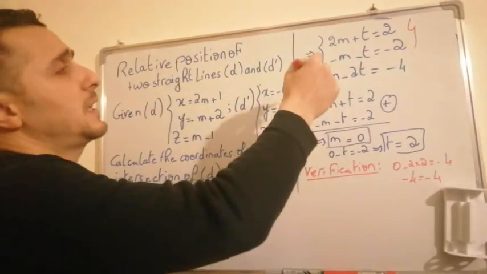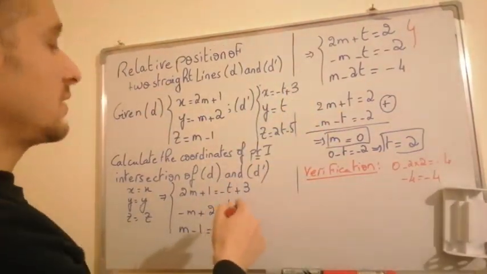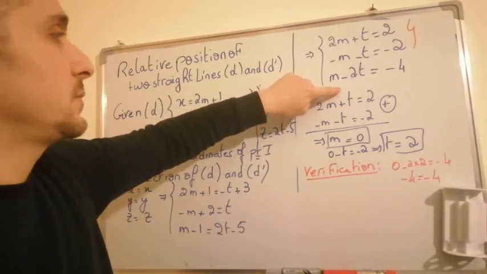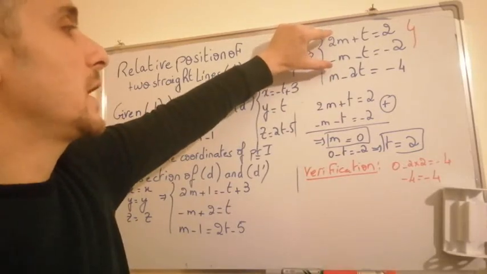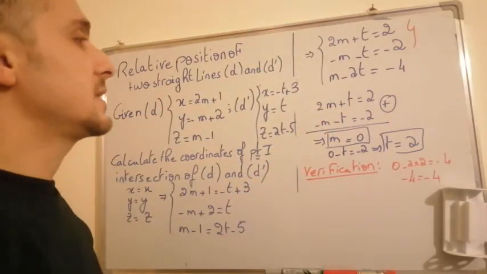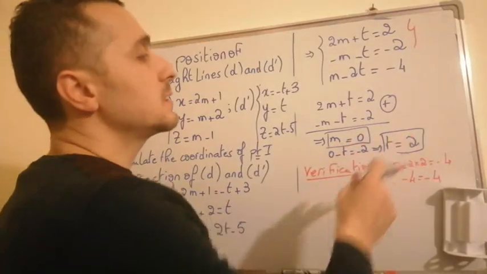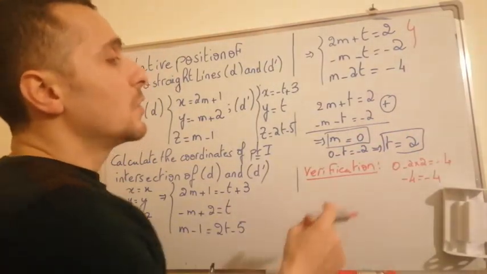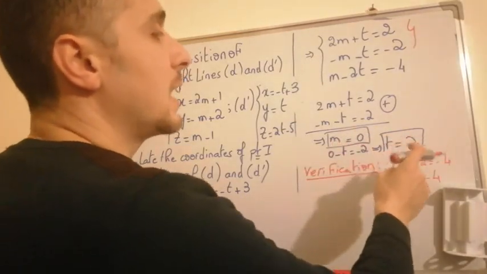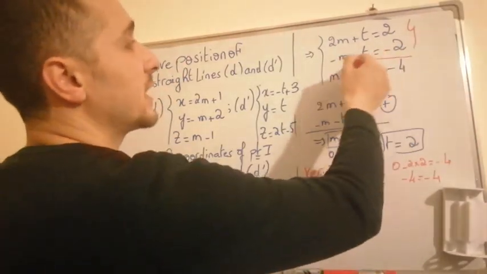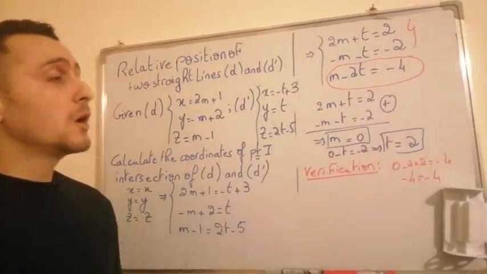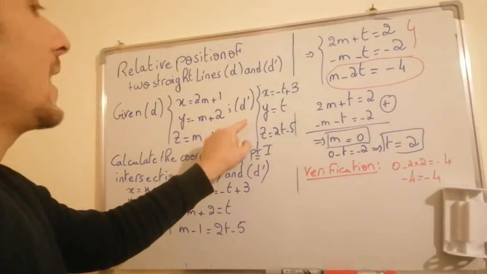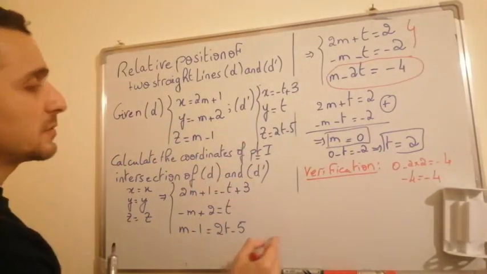Yes guys, we were saying we want to solve this system. We have 3 equations as you can see I arranged them. Now I took the first 2 equations and we solve the system. We obtain m equals 0 and t equals 2. Okay? Now we replace the value of m and t in the third equation. If we obtain a true answer, so these two lines are intersecting. Meaning their shape would be like this.